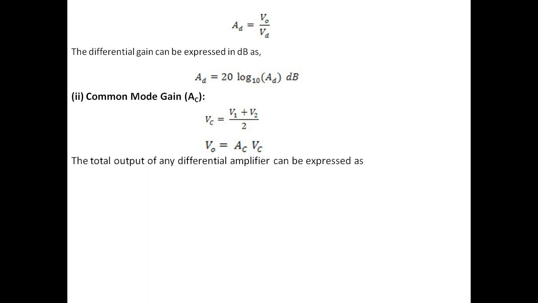Now the total output V0 has both the differential as well as the common mode signals. Therefore, the total output voltage is equal to ADVD plus ACVC. We don't require the common mode signal at the output side. We need to eliminate, or reject, the maximum portion of ACVC, which is the common signal existing in both V1 and V2.